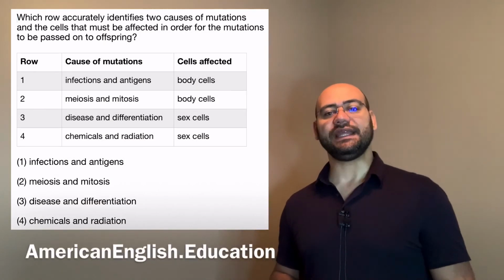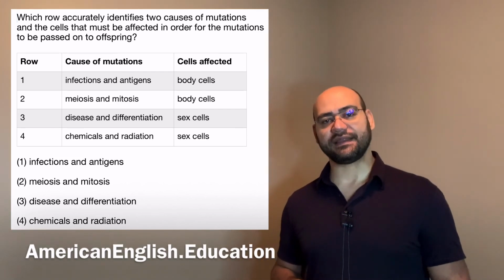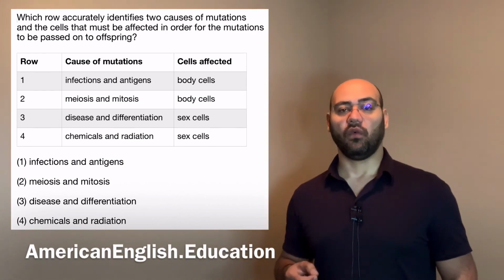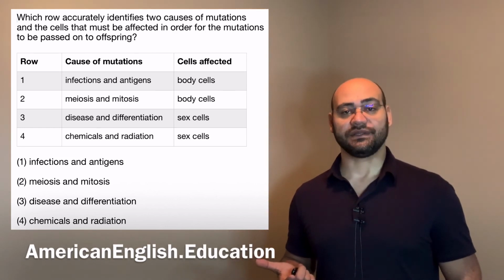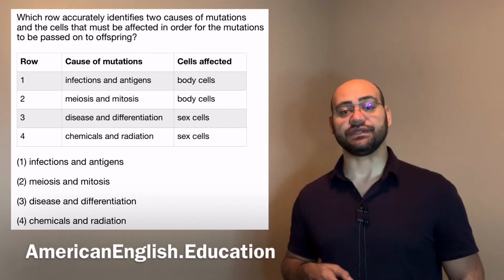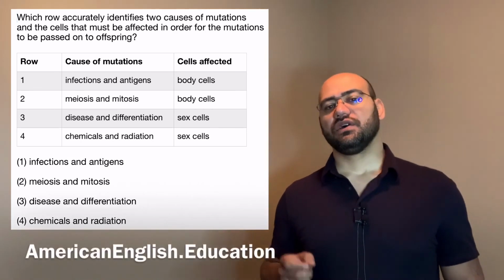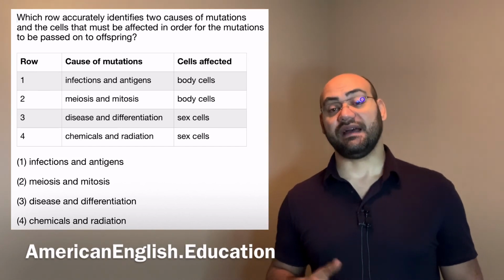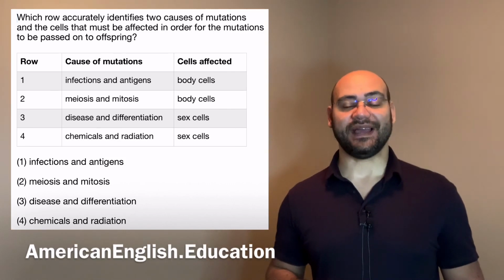Which accurately identifies 2 causes of mutations and the cells that must be affected in order for the mutations to be passed on to offspring? 1, infections and antigens affecting body cells. 2, mutations in meiosis and mitosis will affect body cells. 3, mutations such as disease and differentiation affecting sex cells. 4, chemicals and radiation affecting sex cells.